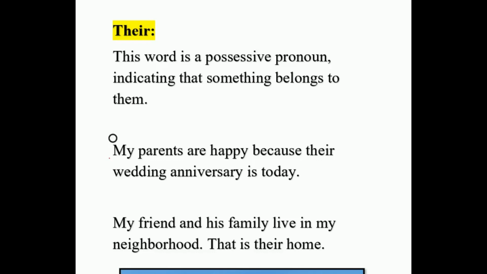All right, so this their, this word is a possessive pronoun indicating that something belongs to them. So, my parents are happy because their wedding anniversary is today. So here I'm referring to my parents. Okay, so that's the possessive pronoun. So when using this their, you know that this possessive pronoun is referring to someone more specific, okay?